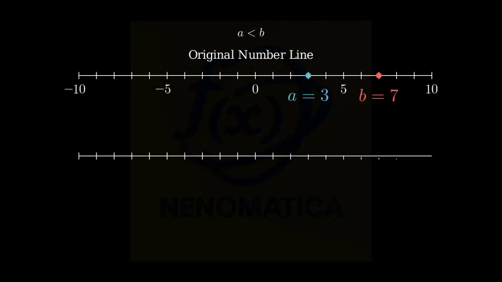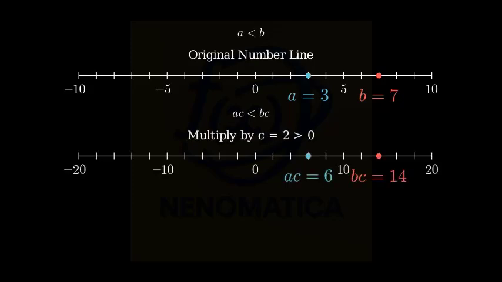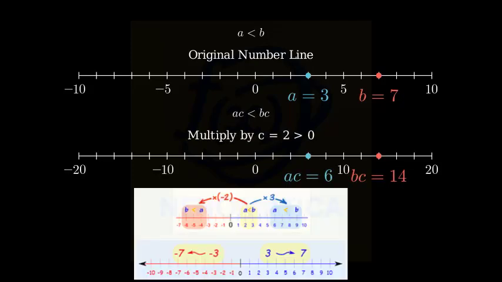If a is less than b, it means a is to the left of b on the number line. When we multiply both points by a positive number, like 2, every point on the number line stretches away from 0, but the relative ordering stays the same. A times 2 is still to the left of b times 2.